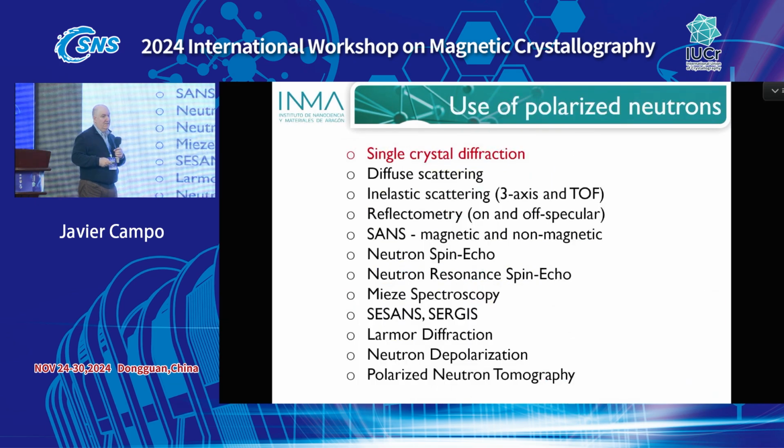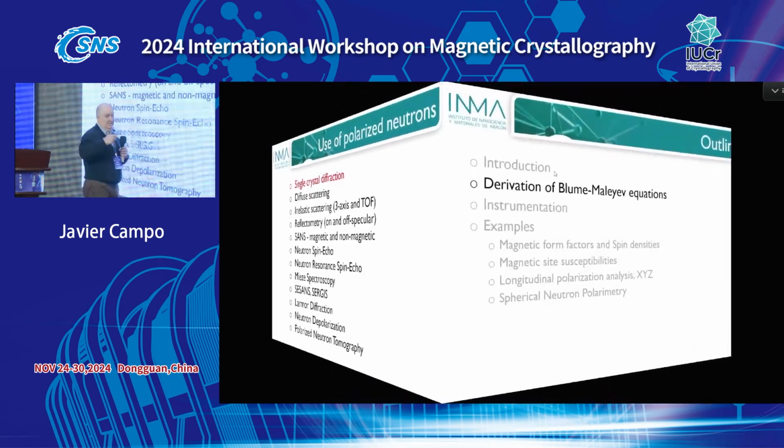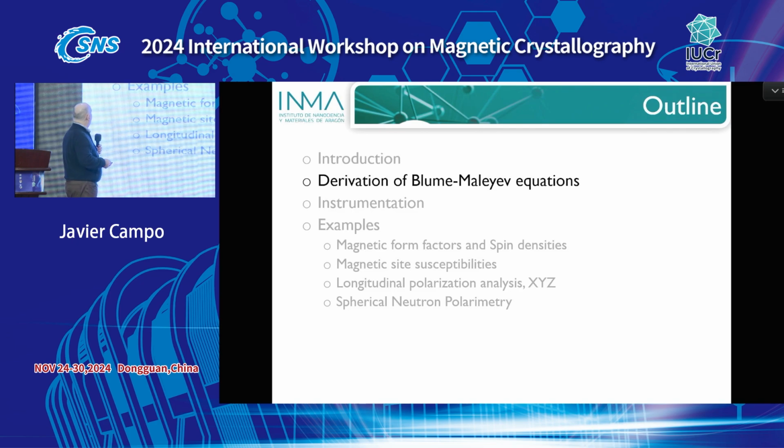The use of polarized neutrons is very common in a lot of areas in neutron scattering techniques, but today, as you can see here, we will focus on the use of polarized neutrons in single crystal diffraction. We will not enter into inelastic scattering, reflectometry, SANS, or spin echo. These other techniques I will not touch here today. I will focus on single crystal diffraction, which is enough for 1.5 hours. Then let's go to the derivation of the Blume-Maleyev equations.